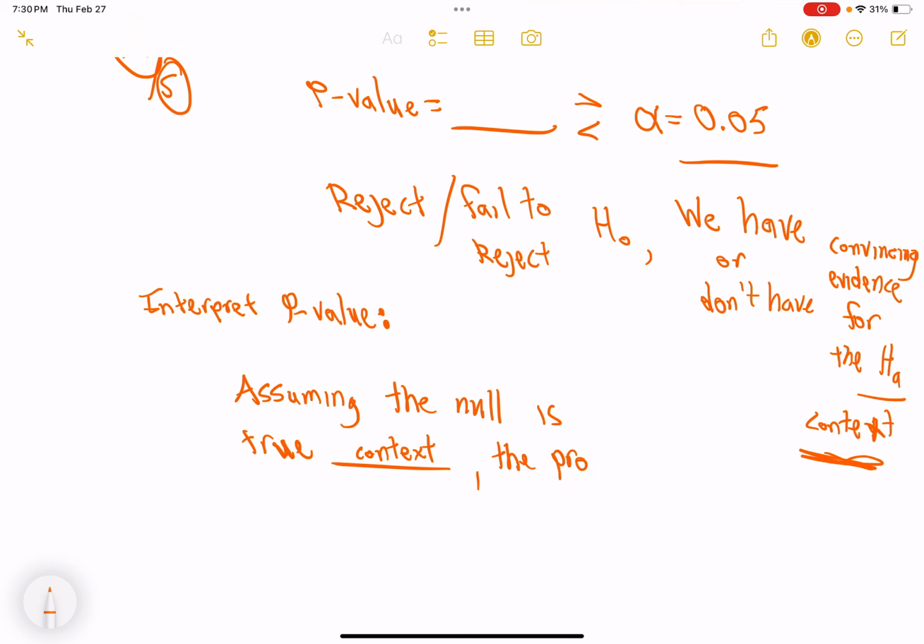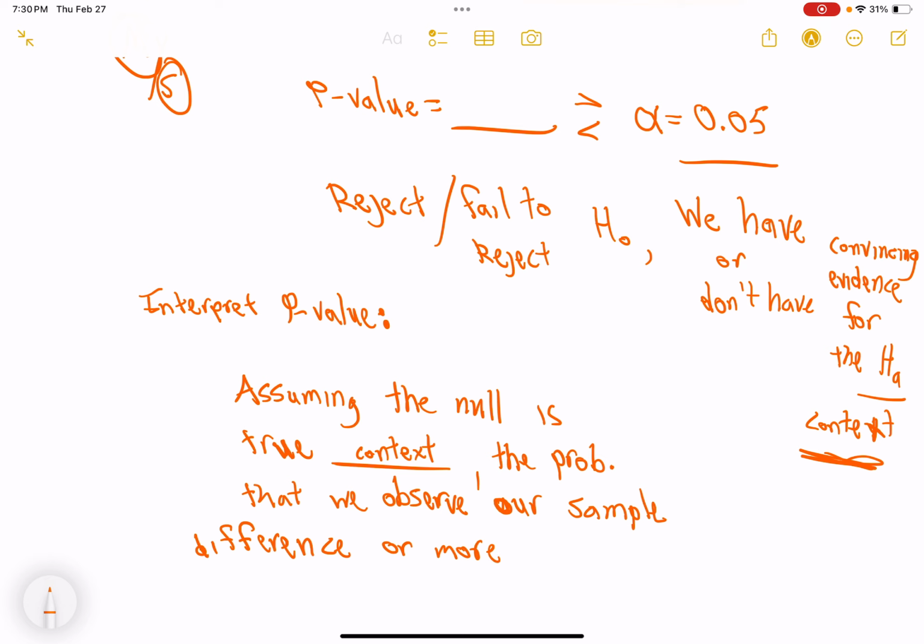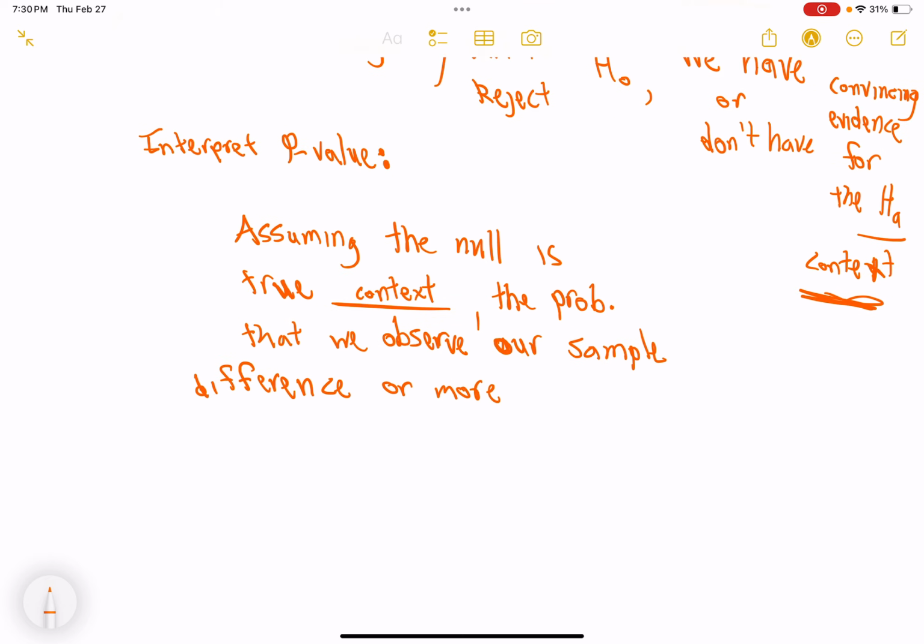The probability that we observe our sample difference instead of our sample statistic. But remember, it's your sample statistic or sample difference or more extreme. A lot of people miss this on the FRQs for Unit 7's test. So, or more extreme, I'm going to highlight that.